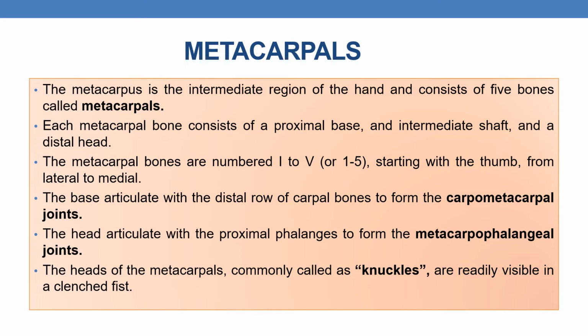Now let us discuss metacarpals. The metacarpus is the intermediate region of the hand and is composed of 5 bones, which are metacarpals. Each metacarpal bone consists of a proximal base, an intermediate shaft and a distal head. And the metacarpal bones are numbered with Roman numerals I to V, starting with the thumb, from lateral to medial.